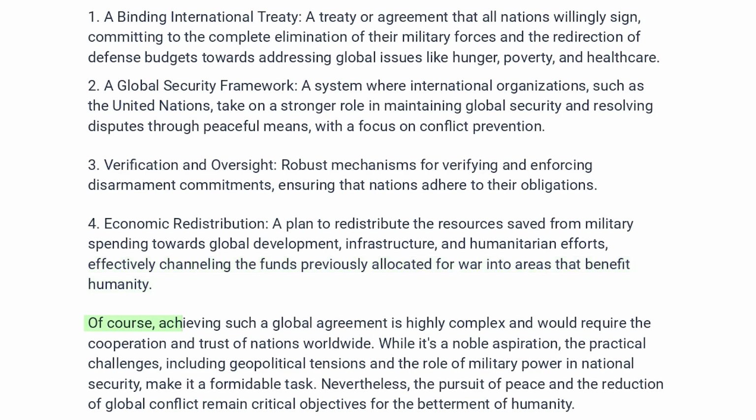Of course, achieving such a global agreement is highly complex and would require the cooperation and trust of nations worldwide. While it's a noble aspiration, the practical challenges, including geopolitical tensions and the role of military power in national security, make it a formidable task. Nevertheless, the pursuit of peace and the reduction of global conflict remain critical objectives for the betterment of humanity.